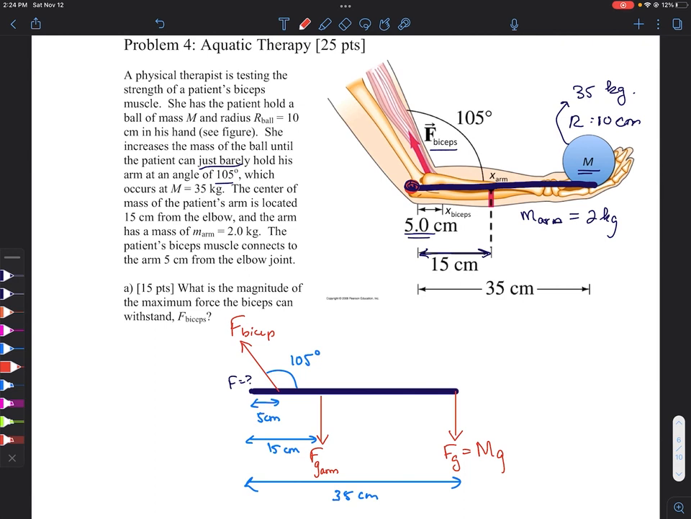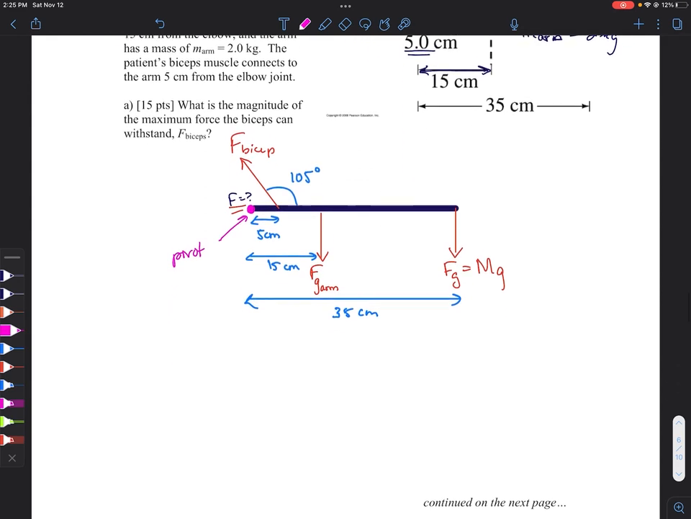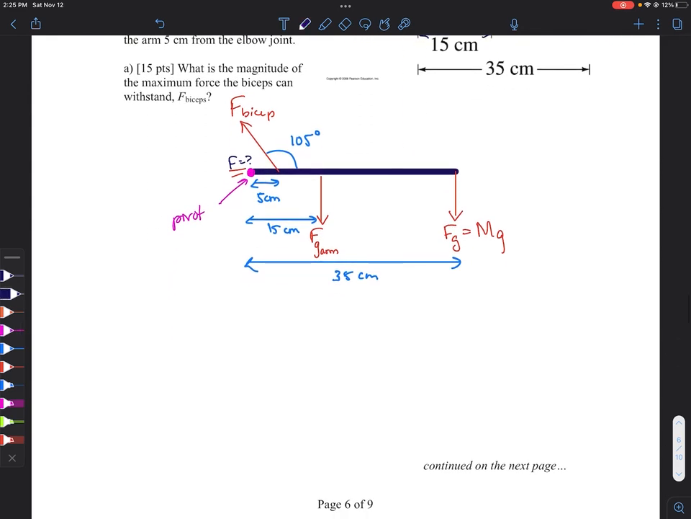Okay, so I think we've got all the forces now. So this arm is in static equilibrium. So we know that the torque around any point has to sum to 0. But I don't know what this force is here, so I'm going to choose to put my pivot right here. So now I'm going to sum the torques around that pivot. The sum of the torque is equal to 0.